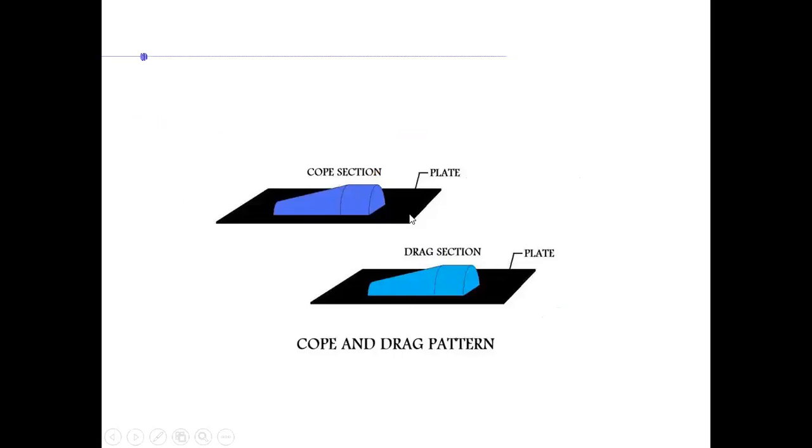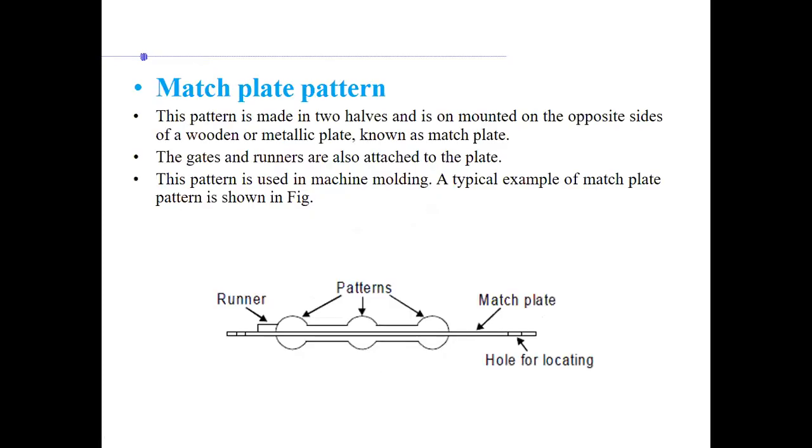You see your plate and the cope section, plate and the drag section. So with the help of either locating pins or the pins on the flask, you'll be able to align them properly. Match plate pattern. This pattern is made in two halves and is mounted on the opposite sides of a wooden or metallic plate known as match plate. You see this plate here. The reason why it's called match plate is because this plate is what is responsible for matching the two halves.